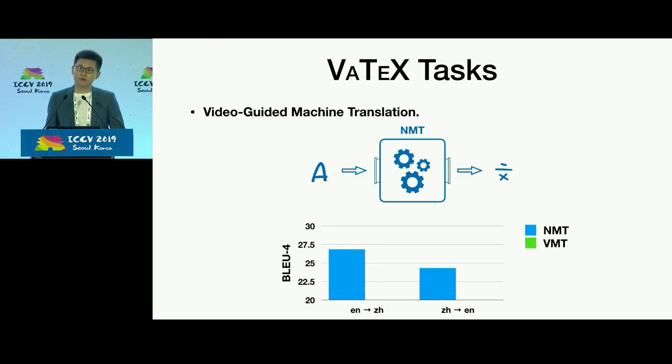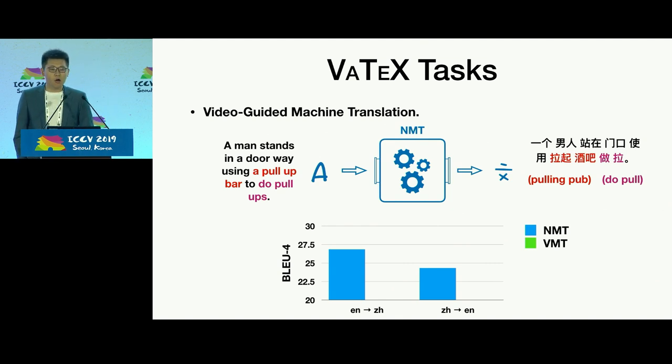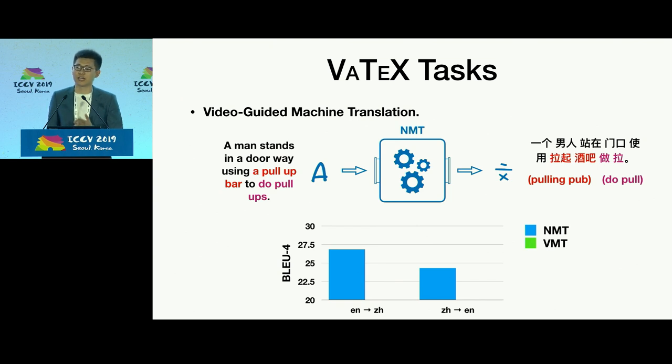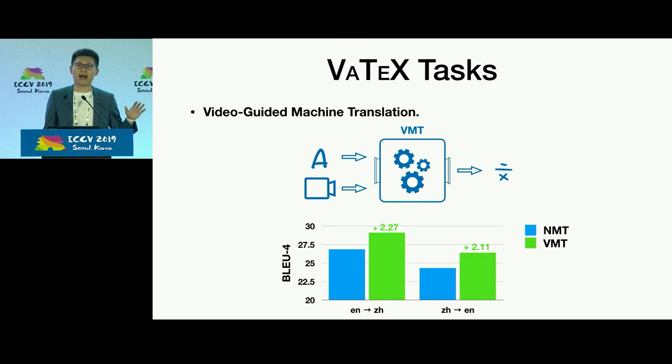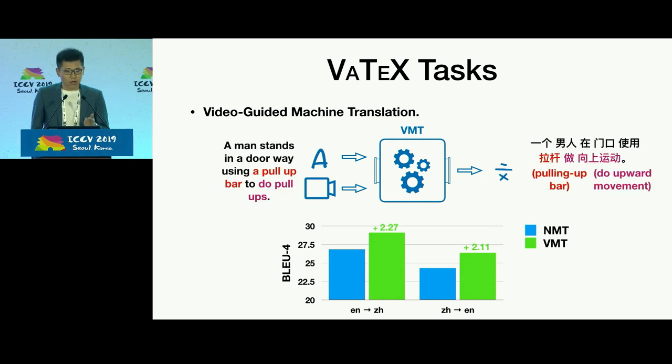Video can also be the bridge between languages. Therefore, we introduced the task of video-guided machine translation, to translate a source language sentence into a target language with the help of video information as additional spatial temporal context. Here we show a case of a neural machine translation model where the polysemous words are mistakenly translated into Chinese. By comparing the VMT and NMT models, we observe that the video information can indeed help align both source and target languages, understand ambiguous words, and therefore improve the quality of machine translation. As you can see in this example, both the pull-up bar and do pull-ups are accurately translated into Chinese with the help of video information.